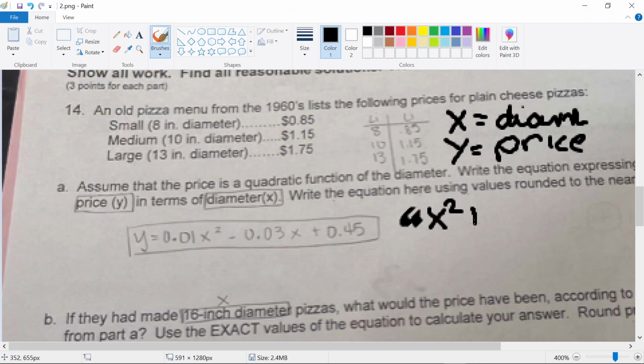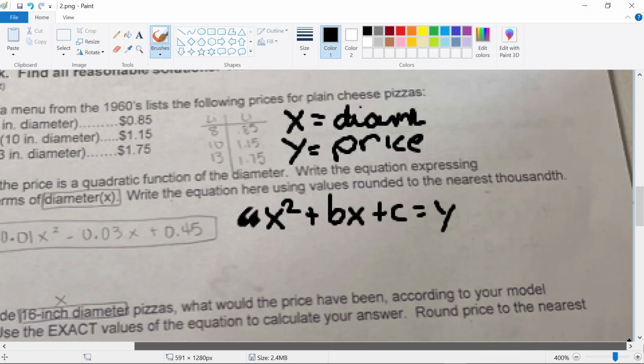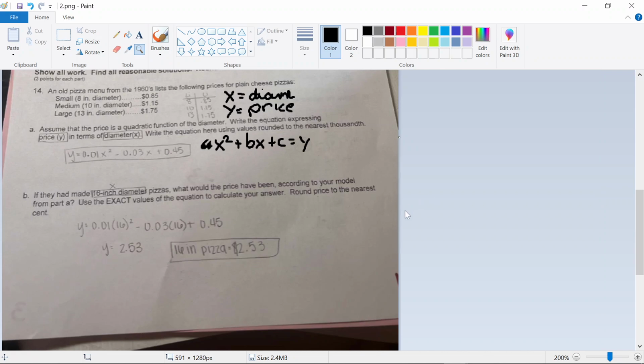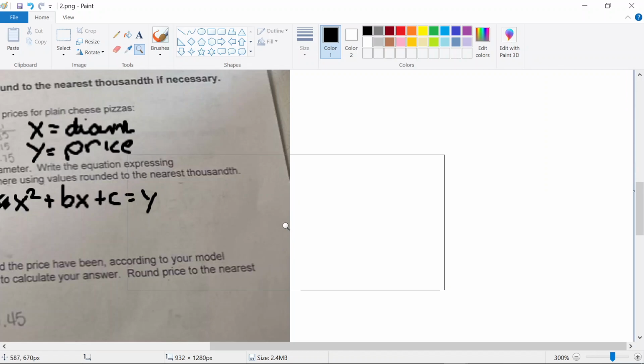AX squared plus BX plus C equals Y. That's the equation. So I'm going to write this stuff over here. Let me make this smaller so I can get more room. And then I'll look at the prices of the pizzas like this.